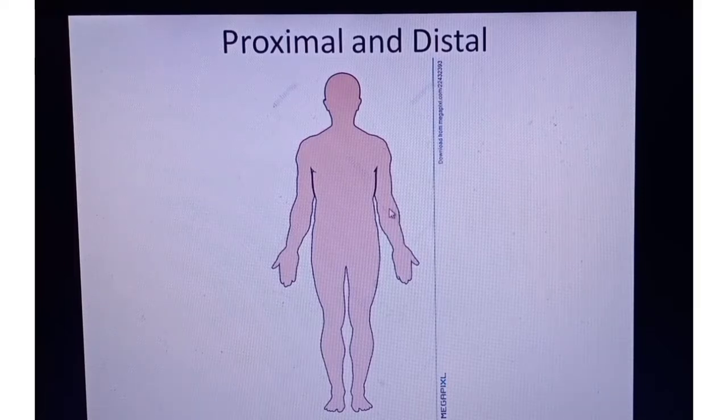So what did I say? Forearm and arm have to be considered along with hand, right? Hand has to be considered and then you have to tell where is the forearm and where is the arm. So what we say is forearm is proximal to the hand. See, forearm is nearer to the hand, so forearm is proximal to the hand and arm is distal to the hand, or farther away from the hand.